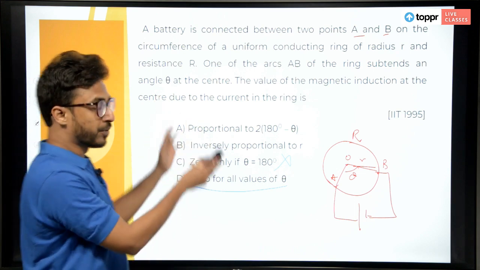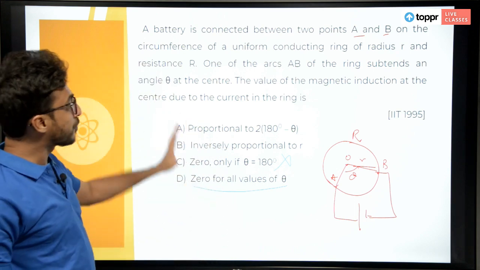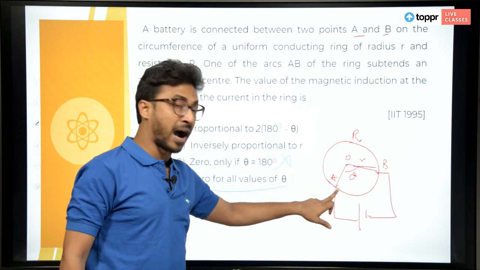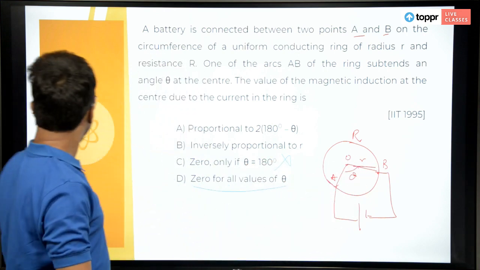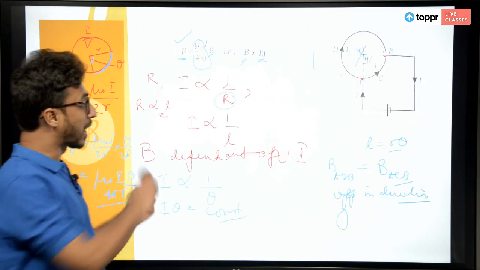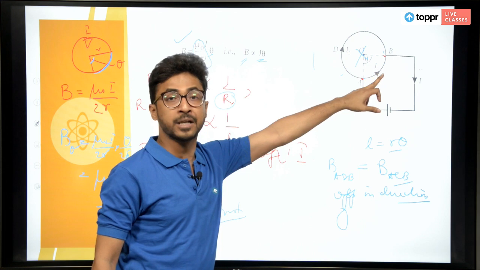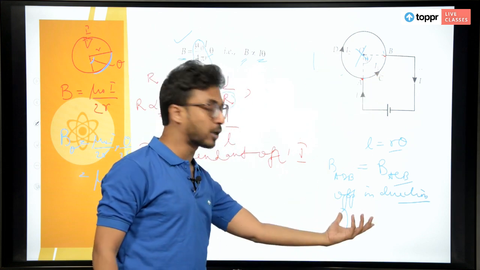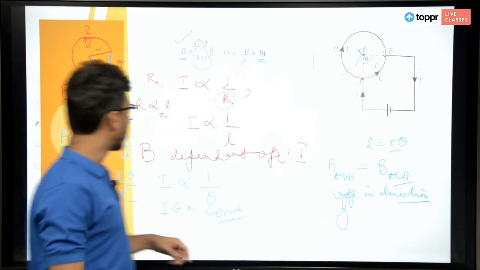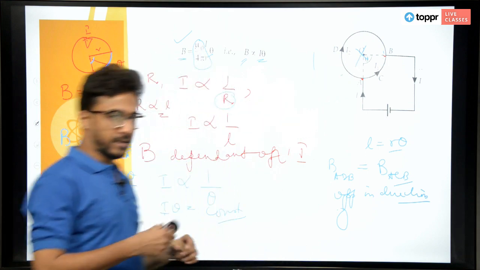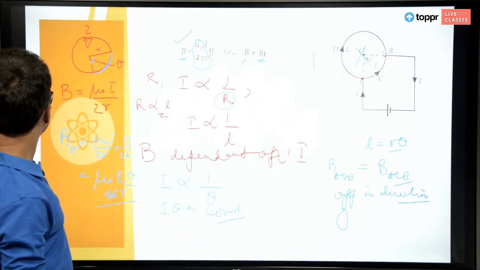So, in brief, what we did is we tried to find out the dependence of the magnetic field on current I and theta. Then we also saw whether current is actually dependent on the angle theta or not. And then we combined the concepts to get that the magnetic field is 0 at the center. Let us go to the second problem.